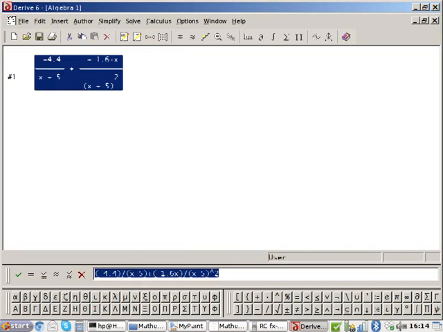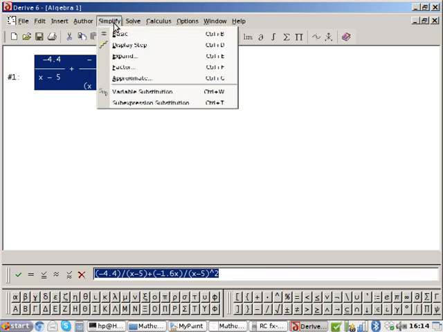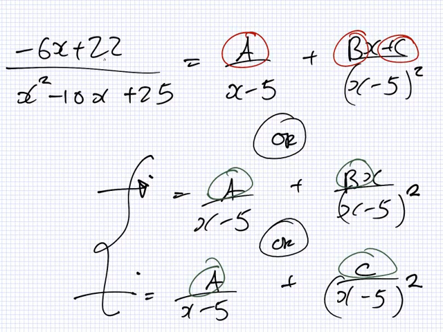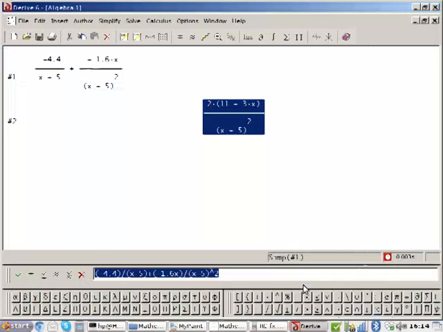Right. So that's what those guys got. Okay, now watch this. I'm going to just simplify this, and I get this, which is 22 minus 6x, which is what we have. Nice. Now, people who were getting the A and the C, I want you to give me the A, please.